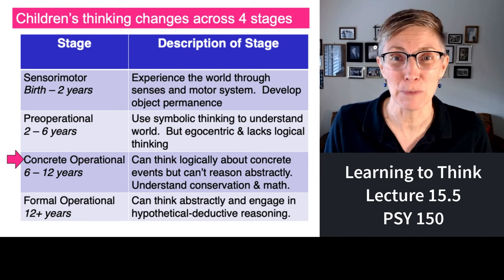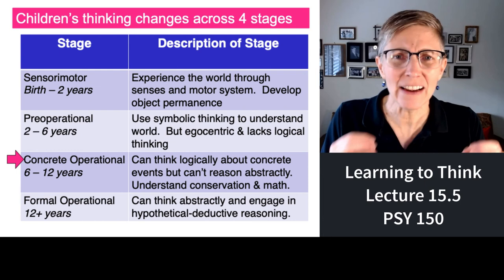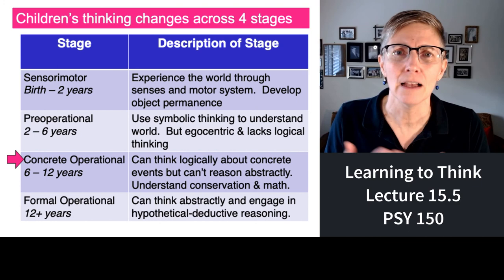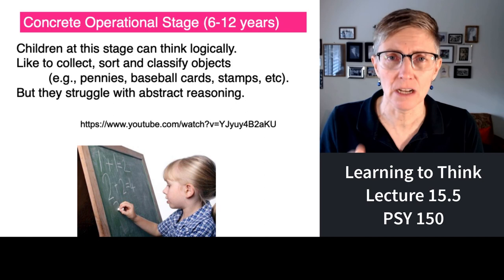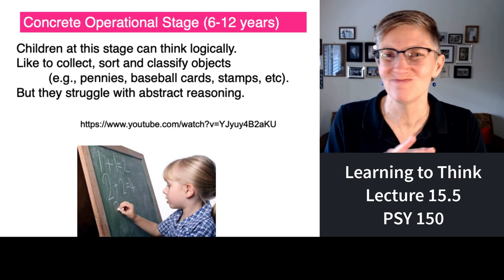Okay, the next stage is the concrete operational stage. That's 6 to 12 years. In the concrete operational stage, kids are really good with reality. They like to categorize and sort things. So in the old days, before there were fun video games, we thought it was great to collect pennies and sort them by year, or maybe baseball cards. Young kids now probably collect Pokemon things. So kids in the concrete operational stage can think clearly and logically about the world, but only the concrete world. Anything hypothetical, they're a train wreck. So they really struggle with abstract reasoning.